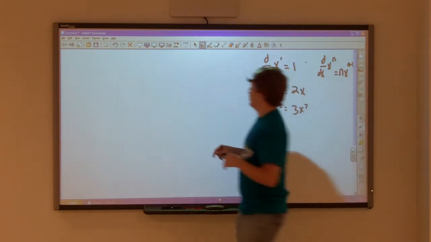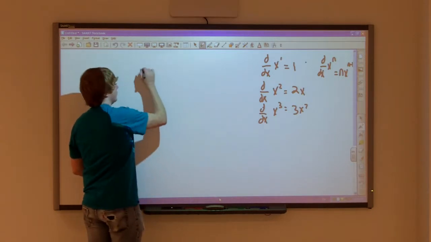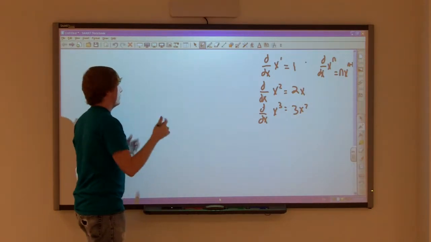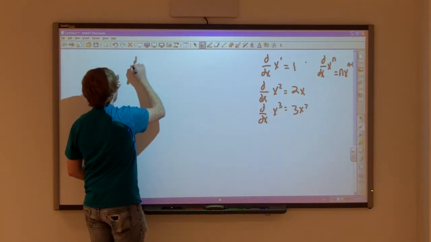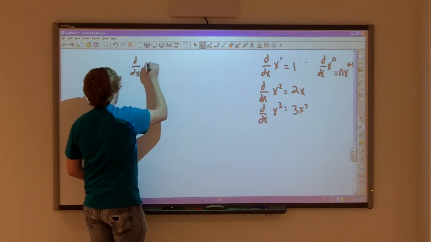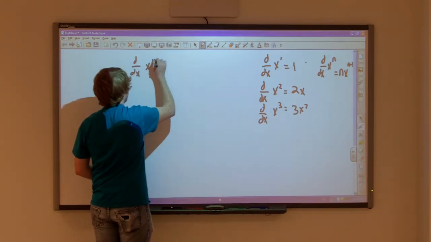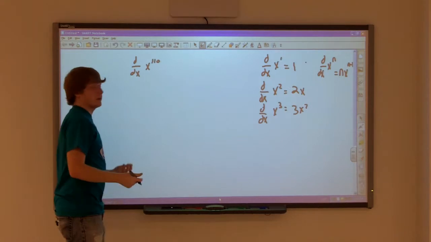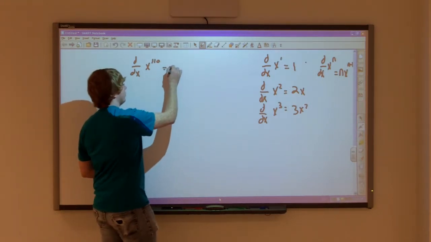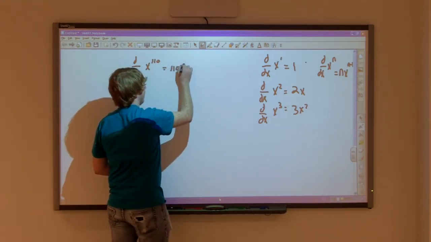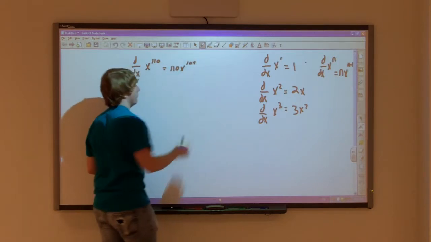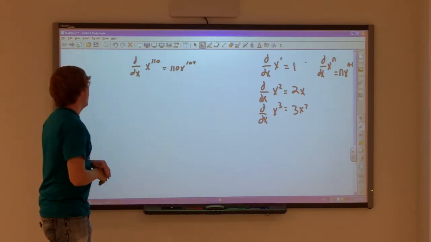So here are examples you can use to just make sure you have this down. If you try to take d/dx of x to the 110th power, that's just going to be equal to 110x to the 109. Pretty simple.